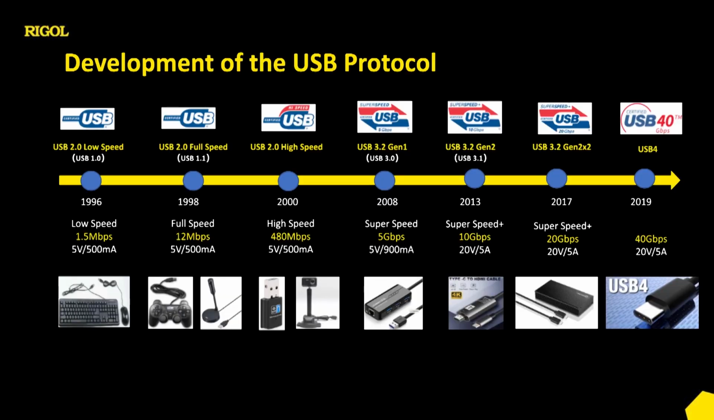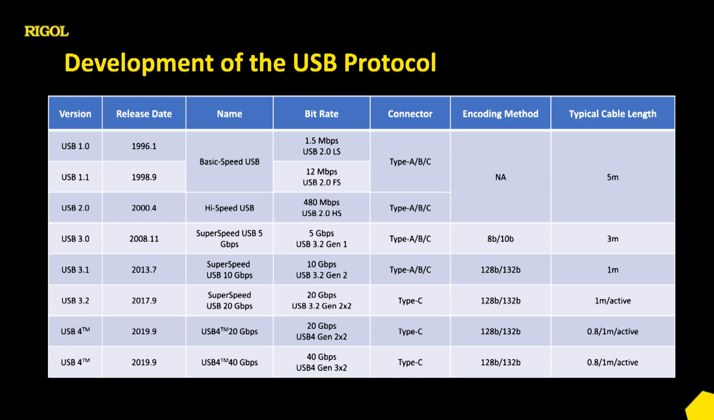Since the USBIF organization released the USB 1.0 standard in 1996, the USB standard has evolved through several versions, including USB 1.0, 1.1, 2.0, 3.0, 3.1, and USB 3.2. In 2019, the USBIF organization released the latest USB 4 standard, bringing a new standard specification to the USB interface.